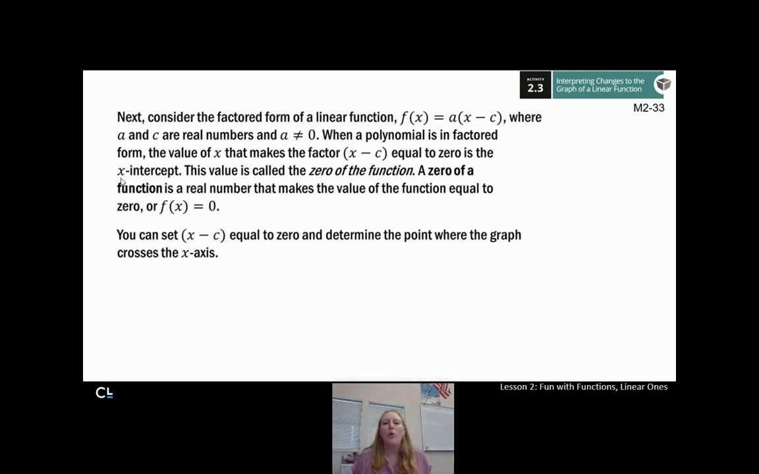So don't freak out if you're being asked to find the 0 of the function. You now know it's just the x-intercept. It's where your function equals 0. An easy way to find it is to take this whole x minus c, this little guy in your parentheses, and just set it equal to 0 and solve it. That will determine the point on the graph where it crosses the x-axis. It's such a great trick, and it's not very hard to do, which is the best part.